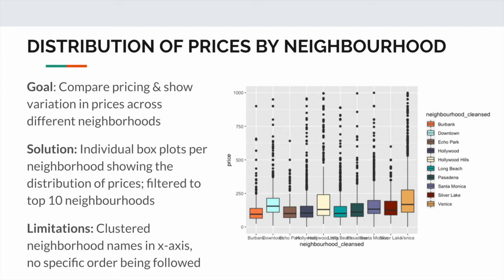As you can see, the names of the neighborhoods are overlapping, making it difficult to read, and the individual box plots are not ordered, making them more difficult to compare and interpret. To address these visual shortcomings, we refined the graph.